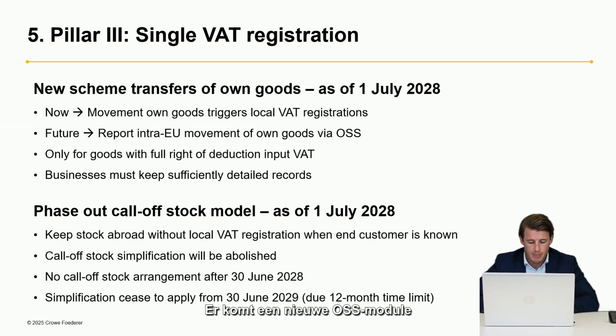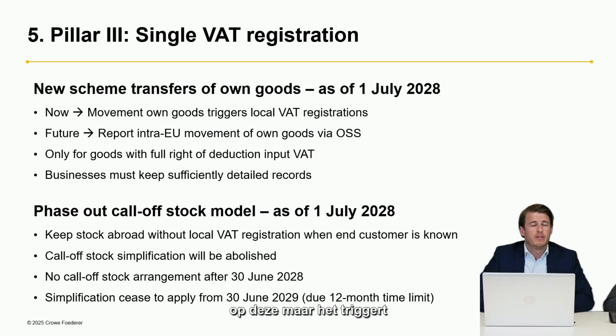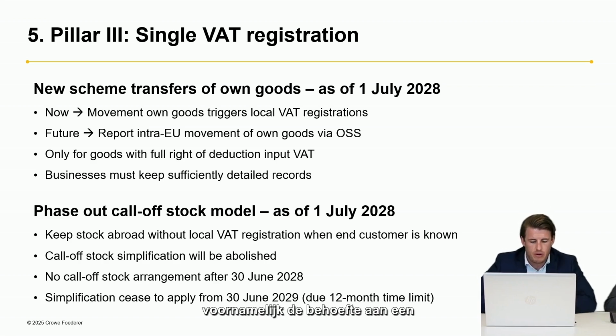There will be a new OSS module for businesses to report movements of their own goods between EU member states. Currently, the movement of own goods between member states triggers a local VAT registration obligation in both the country of dispatch and arrival of the goods, with a few exceptions. But it mainly triggers the need for a local VAT registration in these situations.